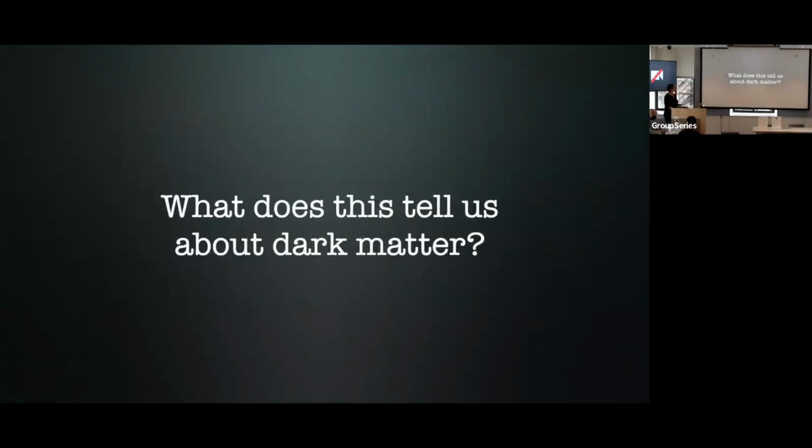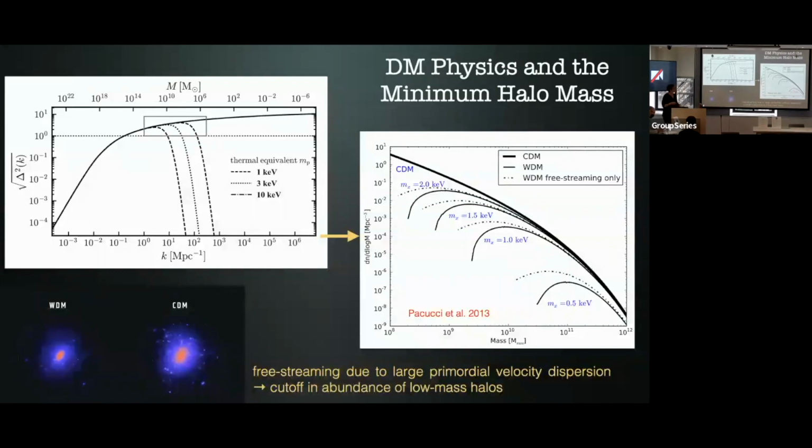Okay, so now I want to move on to ask, what does this tell us about dark matter? Just to get back to this power spectrum, the basic idea is that if dark matter is not cold, if, for example, it is warm, with a large velocity dispersion, those particles will free stream out of the halo and suppress the small scale structure. So if we actually detect that structure, it can rule out these fast moving particles.